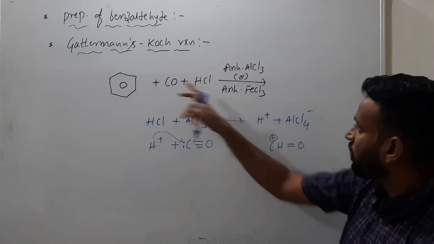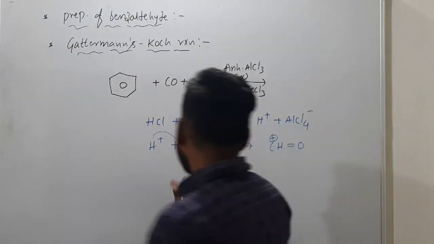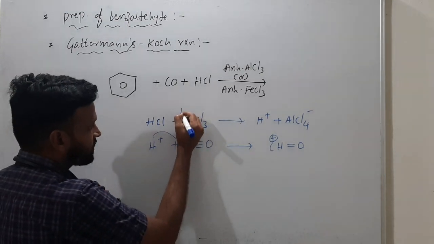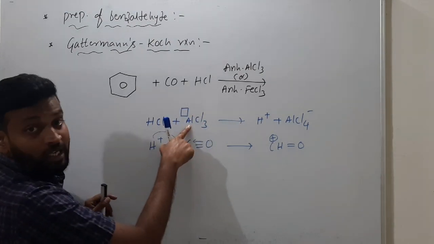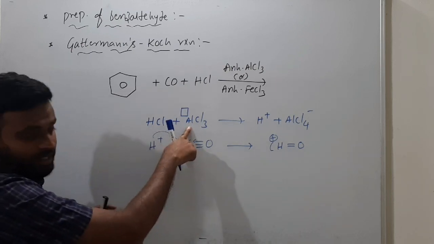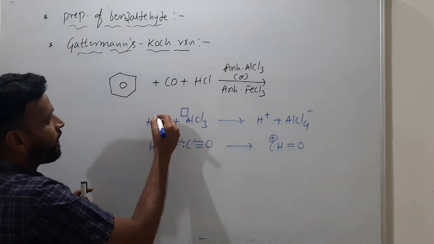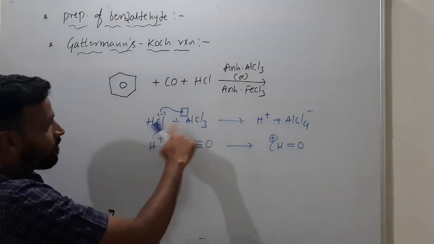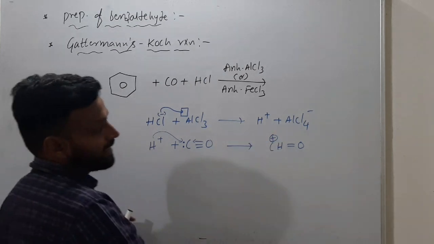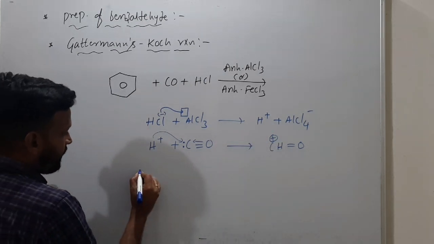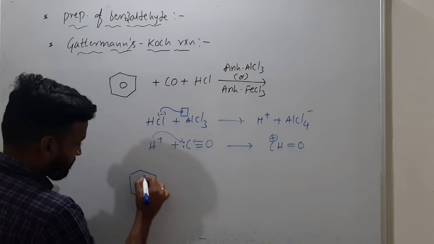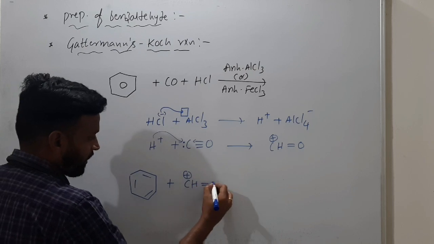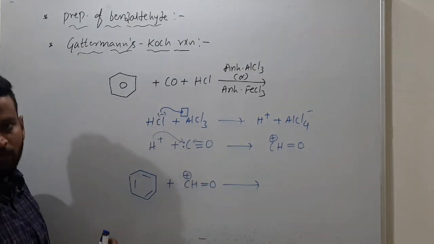This CH+ will add on benzene. So this is very clear, I think. AlCl3 acts as a Lewis acid because it has an empty orbital. Aluminium has only 3 bonds, 3 chlorines, so the empty orbital is occupied by this Cl-, a dative bond, giving AlCl4-.